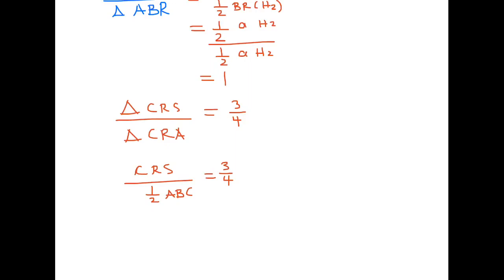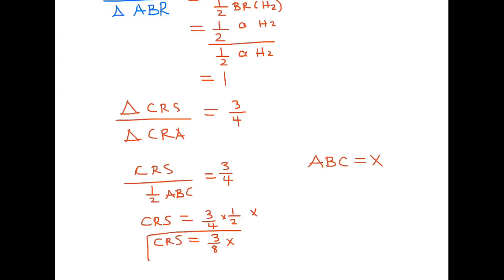Now ABC, unfortunately, we don't know. So we're just going to let ABC equal X. So that means that CRS, triangle CRS, is 3/4 times 1/2 X, which is essentially 3 over 8X. Okay, so all of these things will come into play later on.